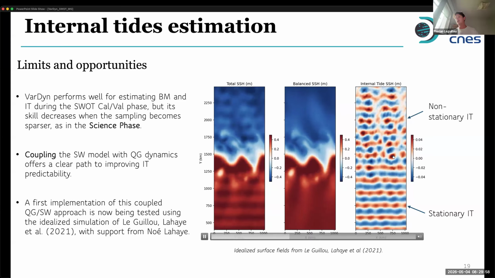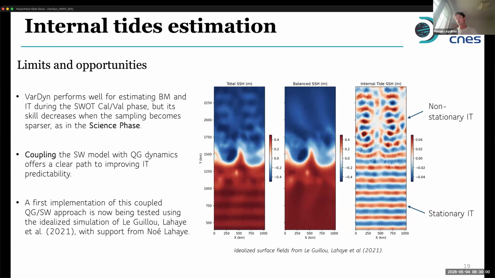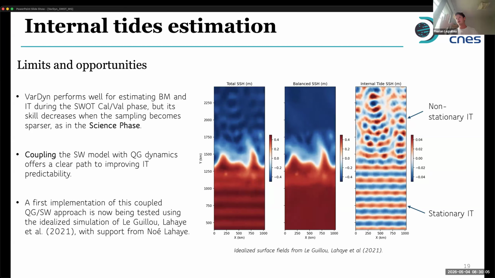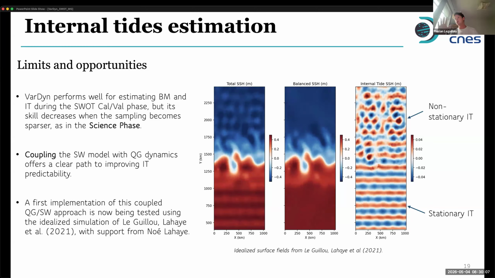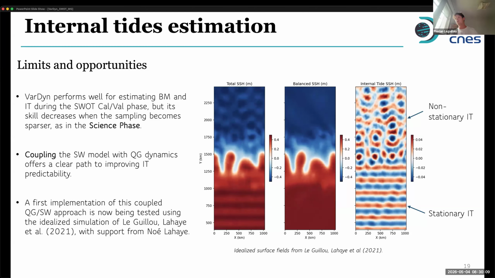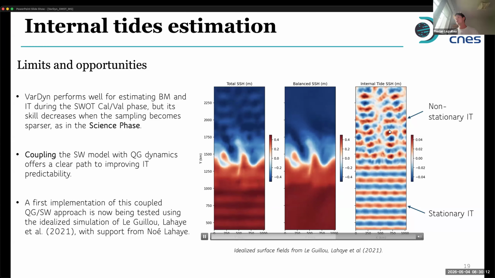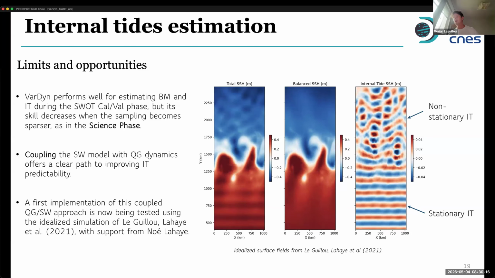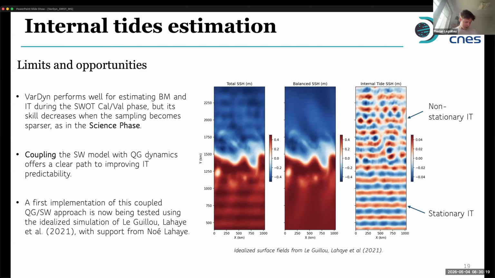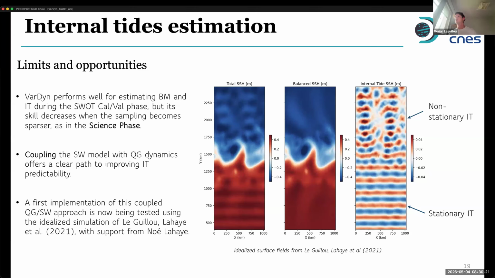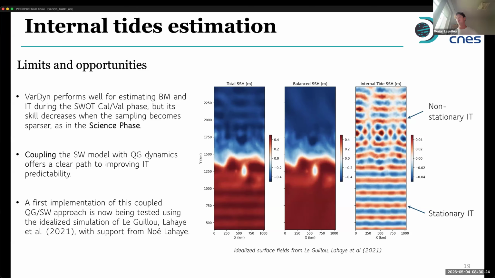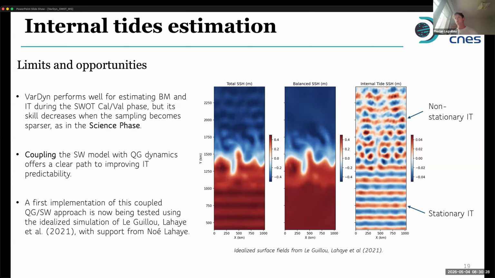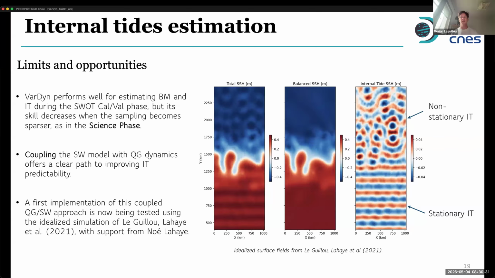Here it's a 12 hour tide, and we have one frame every 12 hours. So that's why you don't see the tide oscillating. We always see the same phase. So when the phase is moving, it means that it's a non-stationary field. The more non-stationary it is, the more complicated it is to estimate from SWOT, because we really need dynamical methods to simulate this kind of non-stationary field.